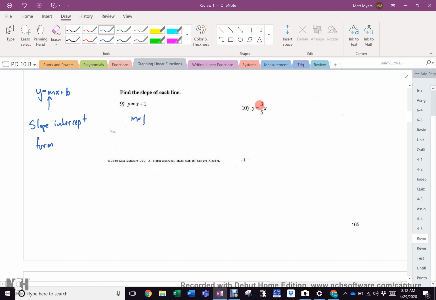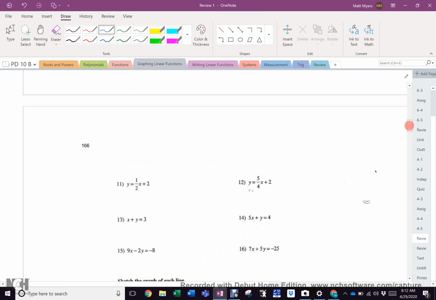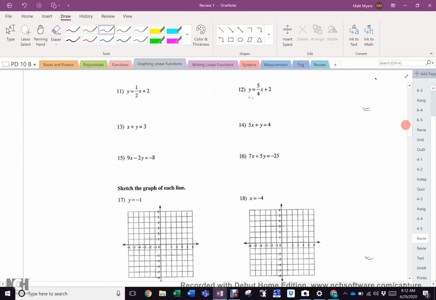Y is isolated there, so you should be able to figure it out. Turn the page over. Y is isolated, no problem. Y is isolated, no problem. Y is not isolated, so isolate y. I will show you on this one. If I bring that x over here, it becomes negative x. So now I have y equals negative x plus 3. Y is now isolated. What's the number with x? Same thing here. Isolate y.